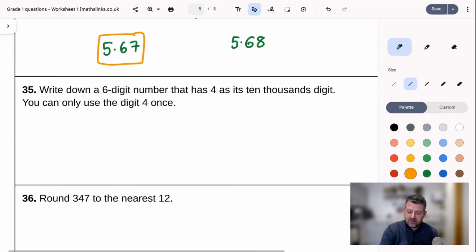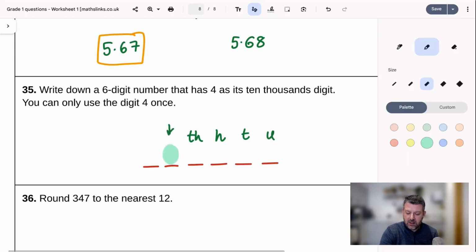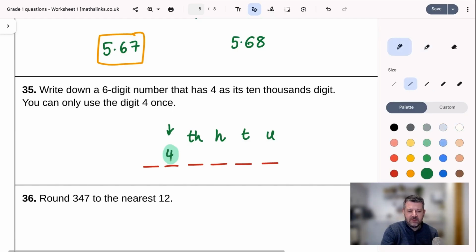Write down a 6-digit number that has a 4 as its 10,000s digit. So 6-digit, 1, 2, 3, 4, 5, 6. We have units, tens, hundreds, thousands, and the next column is our 10,000s column. So we need to have a 4 there. What it means by only putting it once is so you can't just put 4s everywhere, because technically you'd be right if you did that. You're not allowed to do that. So the 4 is only allowed to appear in the 10,000s column. You can put whatever else you want, but it's the 4 that needs to be in that column.